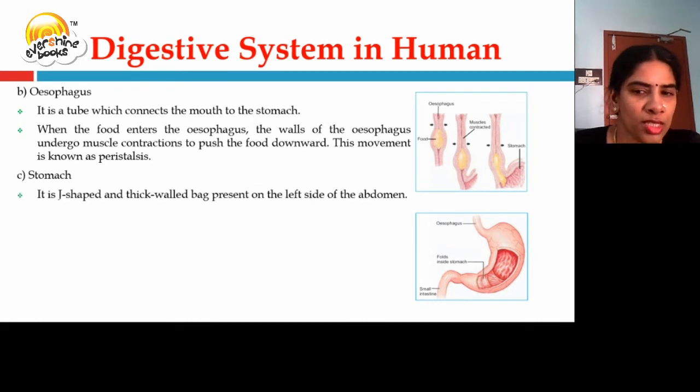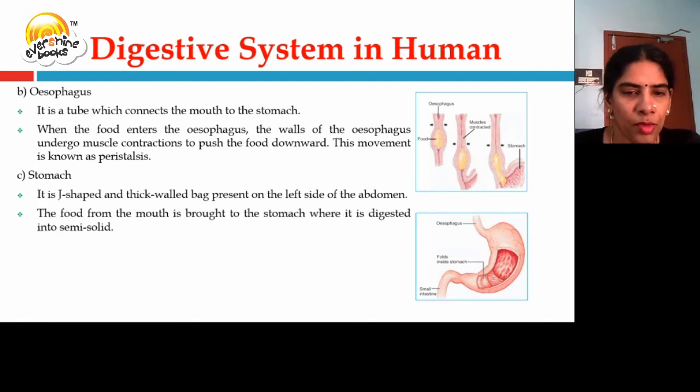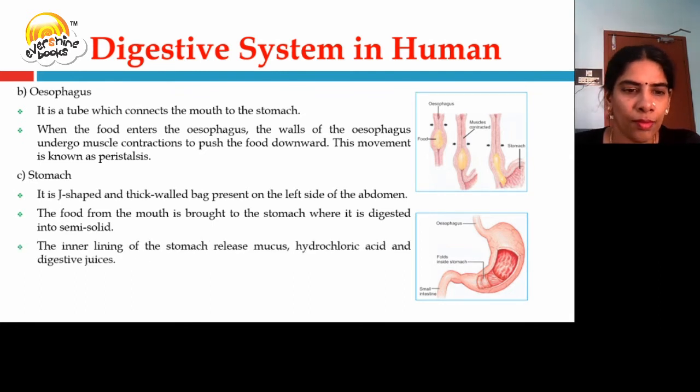Now let us see what happens in the stomach. We know that the stomach is a J-shaped thick-walled bag. It is present on the left side of the abdomen. The food from the mouth is brought to the stomach where it is digested into a semi-solid. The inner lining of the stomach releases mucus, hydrochloric acid and digestive juices.